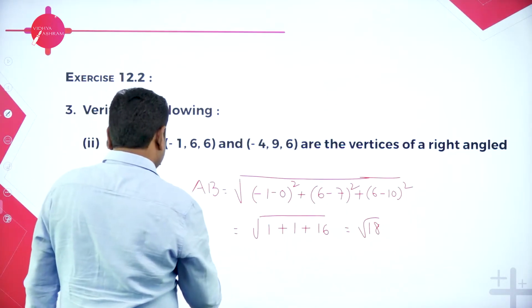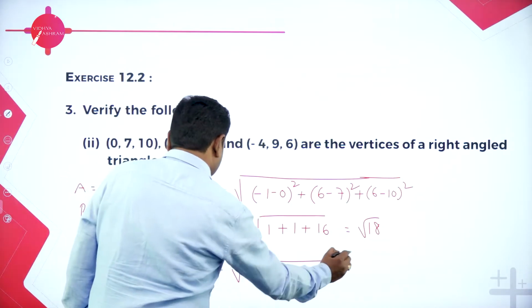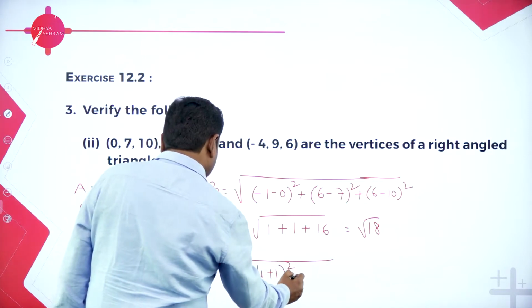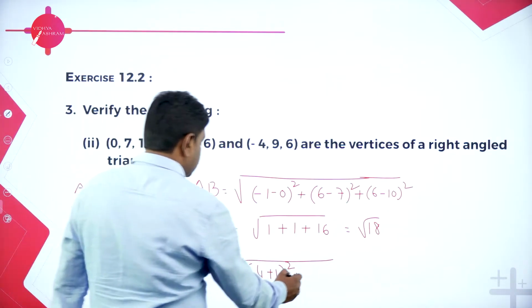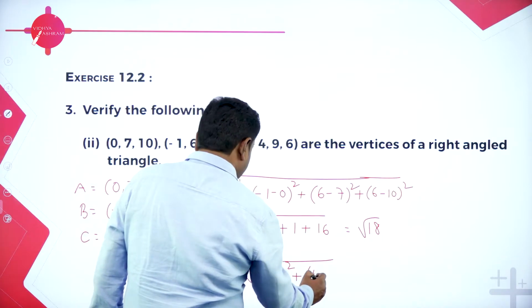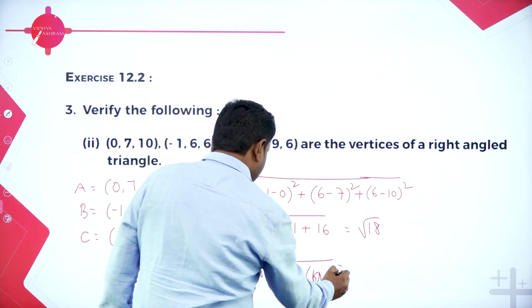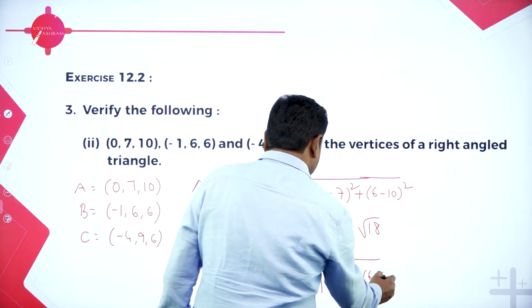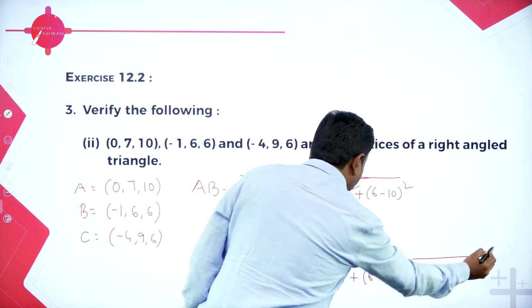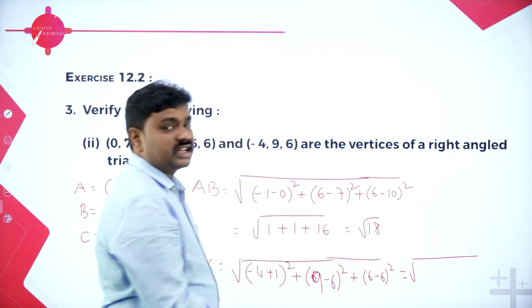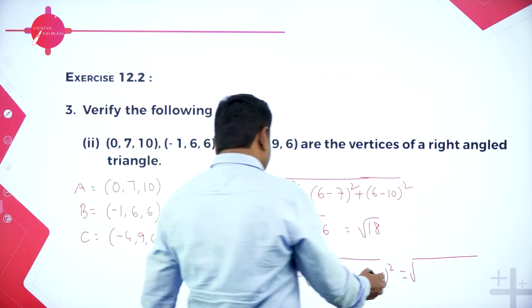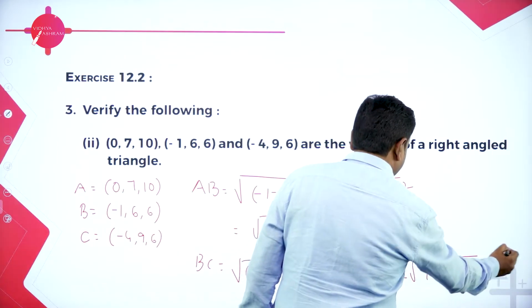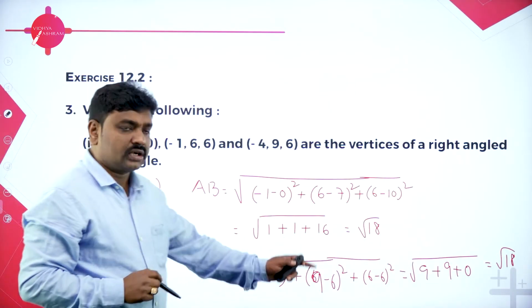Then further BC, root of (minus 4 minus of minus 1, becomes plus 1) the whole square, plus (y2 minus y1, 9 minus 6) the whole square, plus (z2 minus z1, 6 minus 6) the whole square. Simplify this, so you'll get root of minus 4 plus 1 is minus 3, the whole square is plus 9, again 3 square is 9, plus 0, this is root 18. Okay, now we got BC.